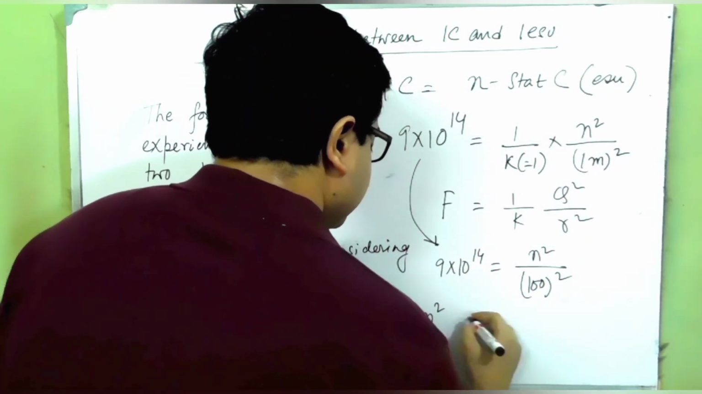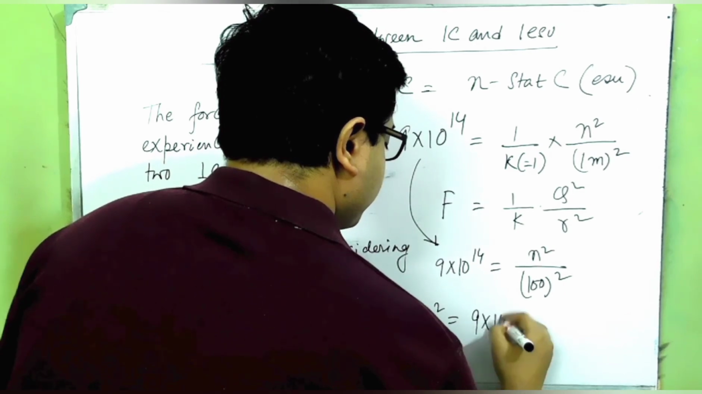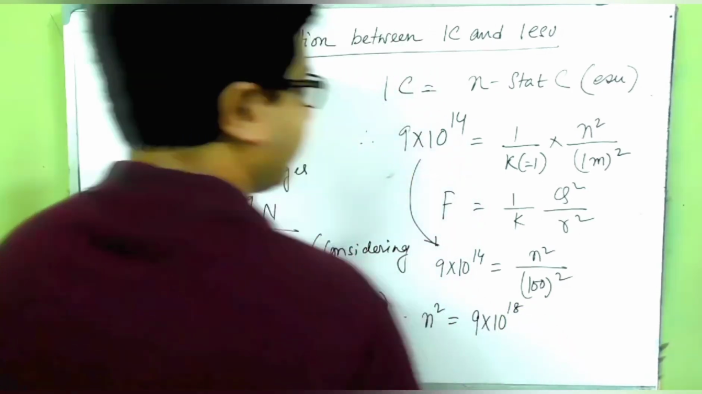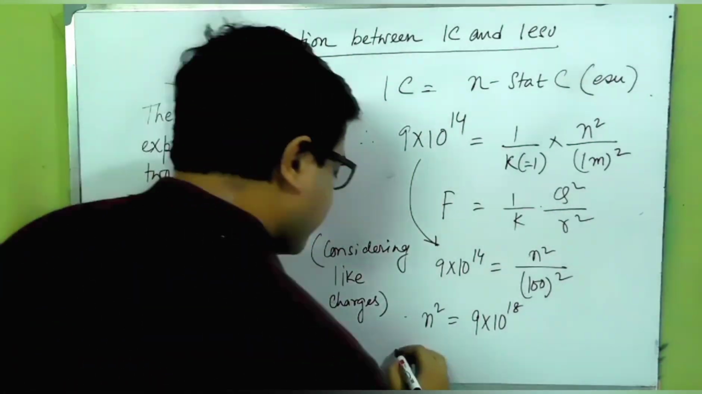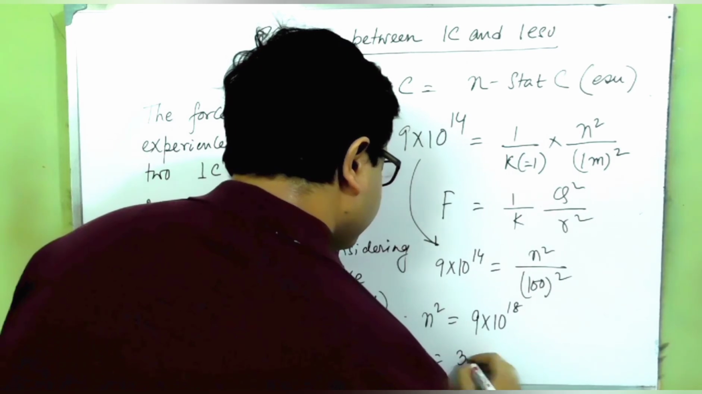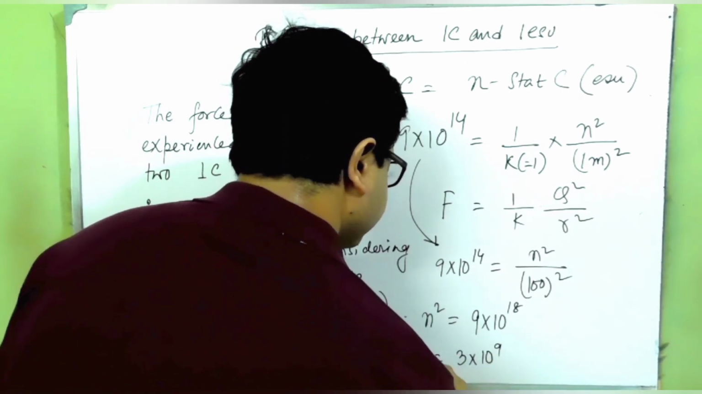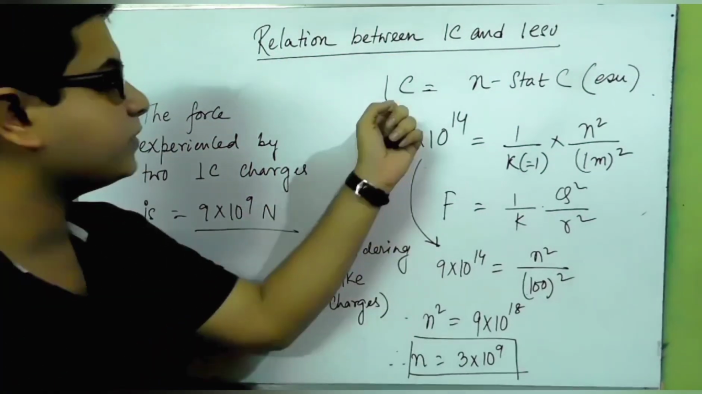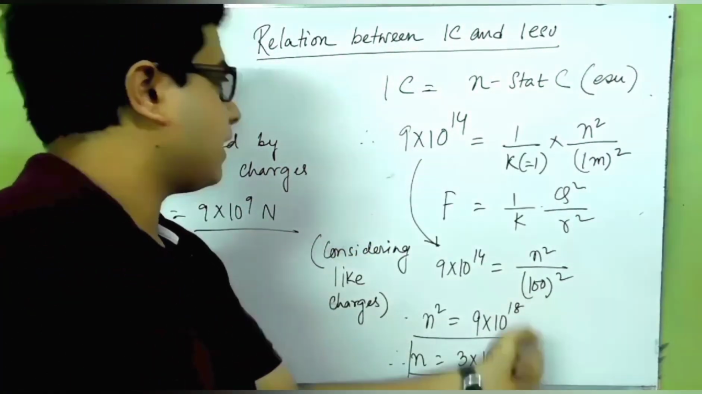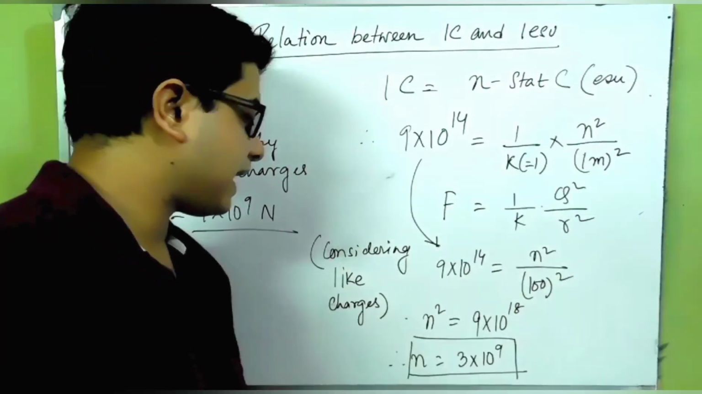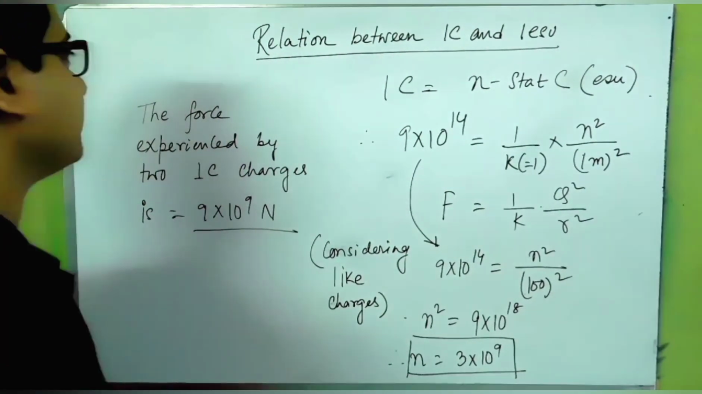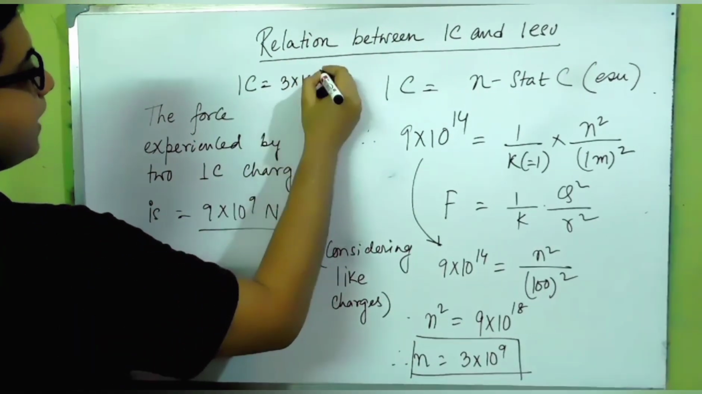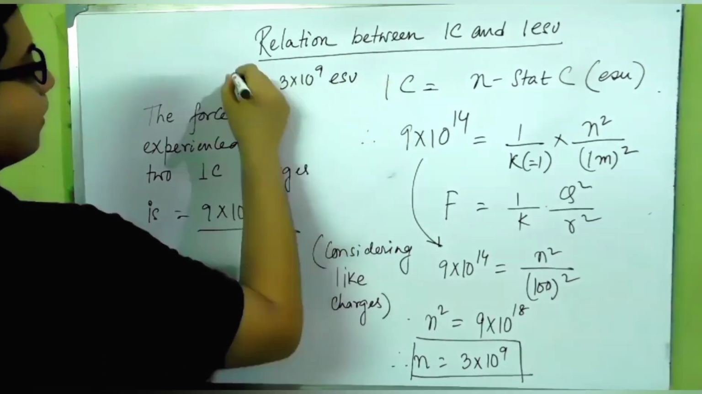4, we get n square is equal to 9 times 10 to the power 4 plus 14, which becomes 18. Okay, so 9 times 10 to the power 18, therefore n is equal to 3 into 10 to the power 9. So this is the value of n, and we have assumed that 1 Coulomb is equal to n stat Coulomb, and as n is 3 times 10 to the power 9, then we can write that 1 Coulomb is equal to 3 times 10 to the power 9 ESU or stat Coulomb.